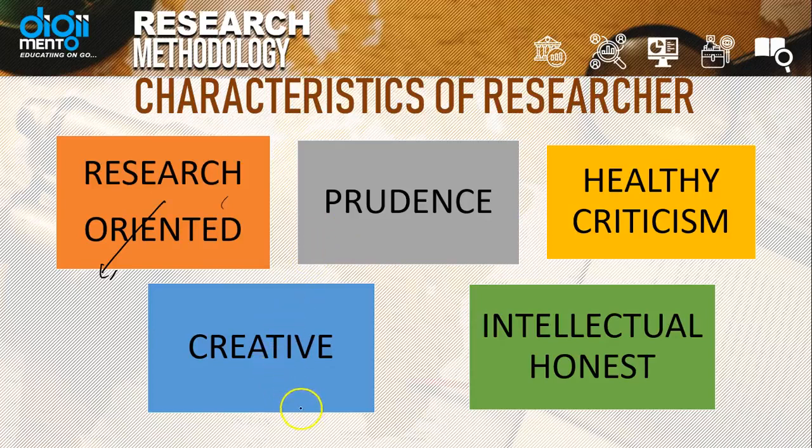Now the next one is creative. The resourceful investigator always creates new research, so you should be very creative. And the next one is intellectual honesty. An intellectual researcher should be very honest in collecting and gathering the data in order to arrive at an honest result. Okay, so these are some characteristics the researcher should have. Okay, that's it.